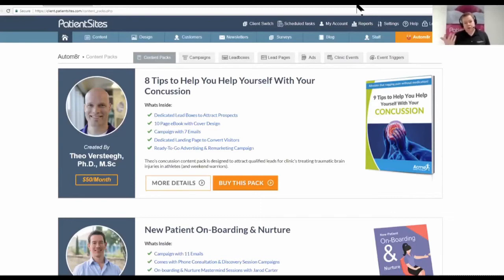So what's on my screen here, this is the first tab of LeadAutom8r, what we call content packs. The idea here is we're bundling everything from a content standpoint that should surround a lot of common campaigns that a clinic may want to run from a lead generation standpoint. The first one up here is concussions, for example. And so what we do is we put a price point.